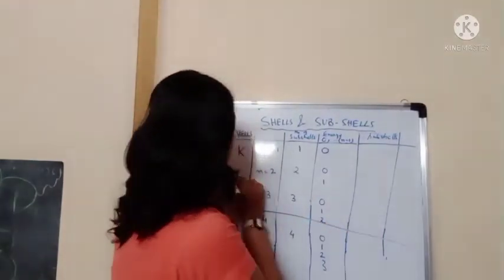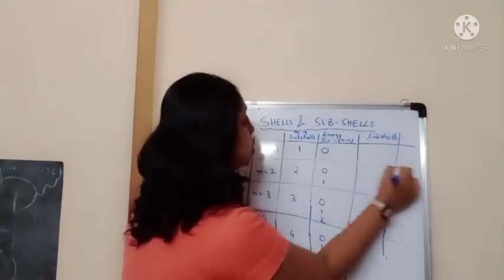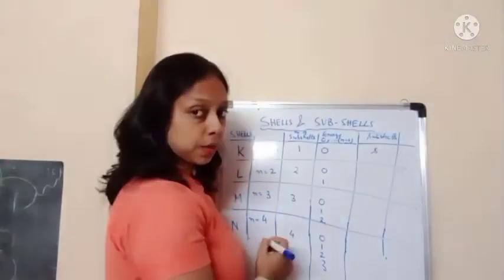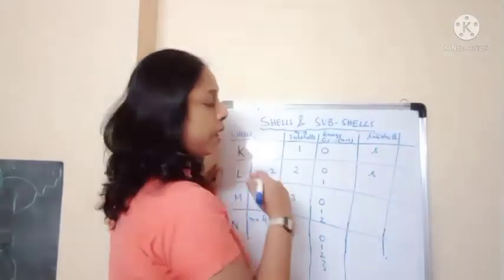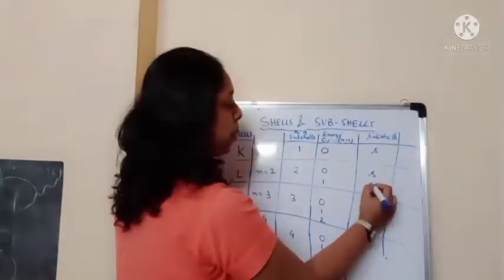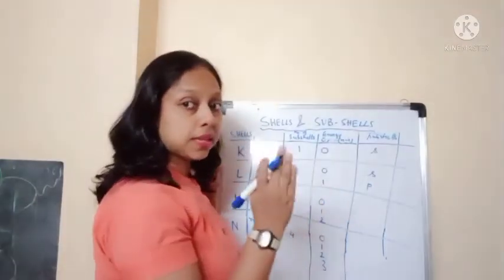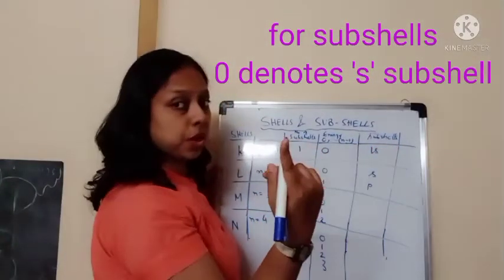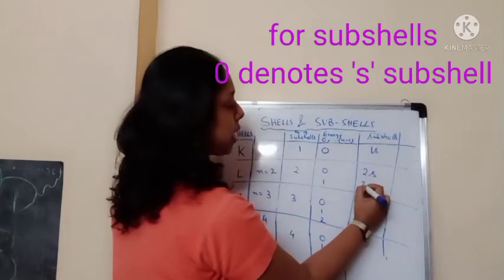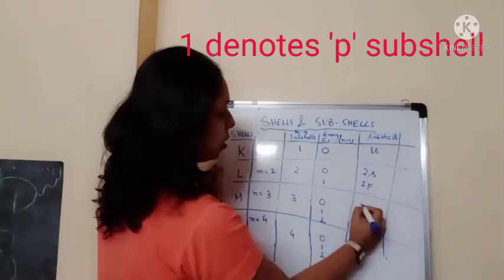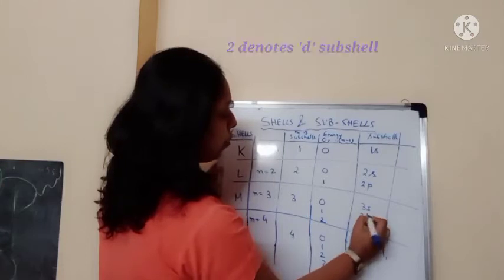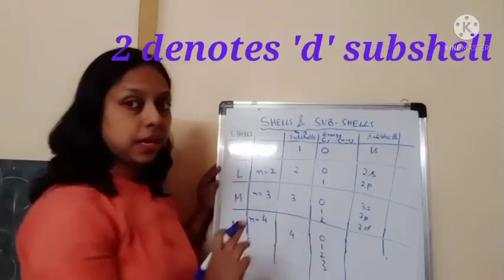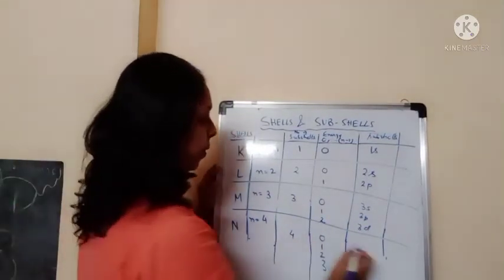Now divide it like this. When 0 is the energy level, we call that subshell the s subshell, and 1 is for the p subshell. So in the first shell we have only 1s. In the second we have 2s and 2p, 2 subshells. In the third we have 3s, 3p, and 2 stands for the d subshell, the d orbital.